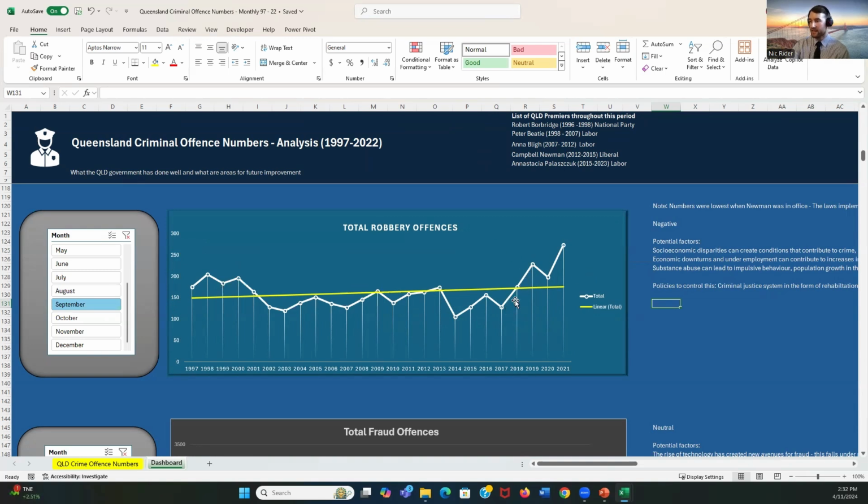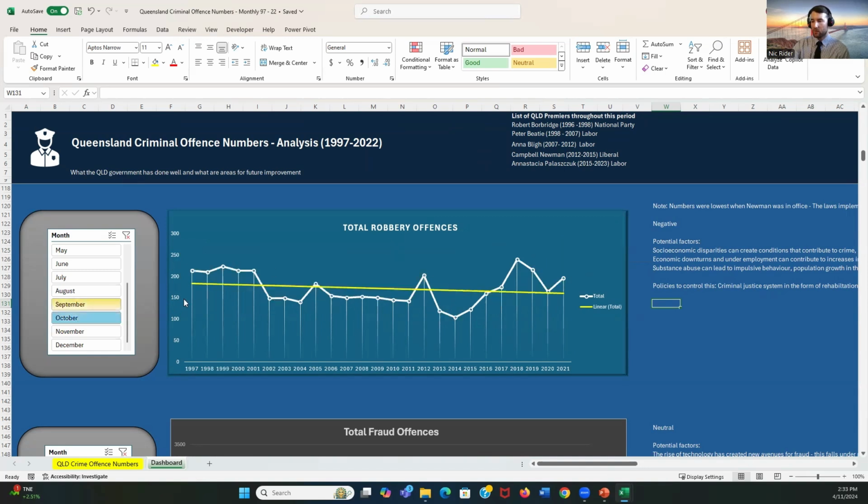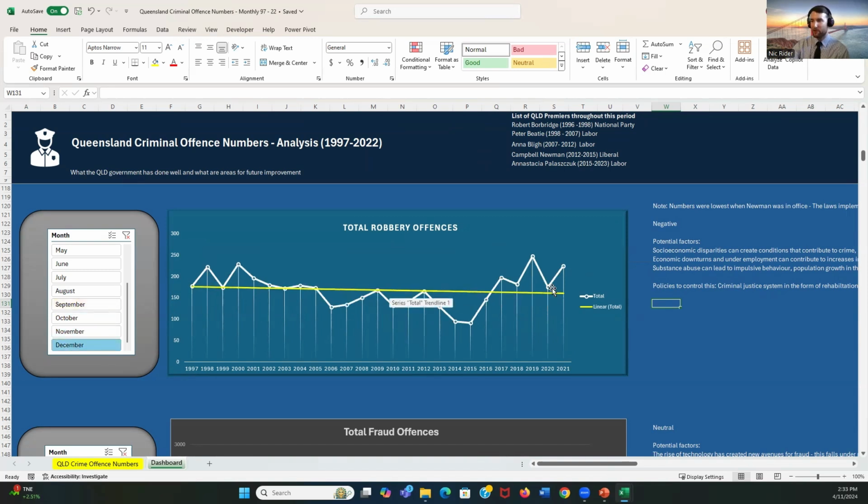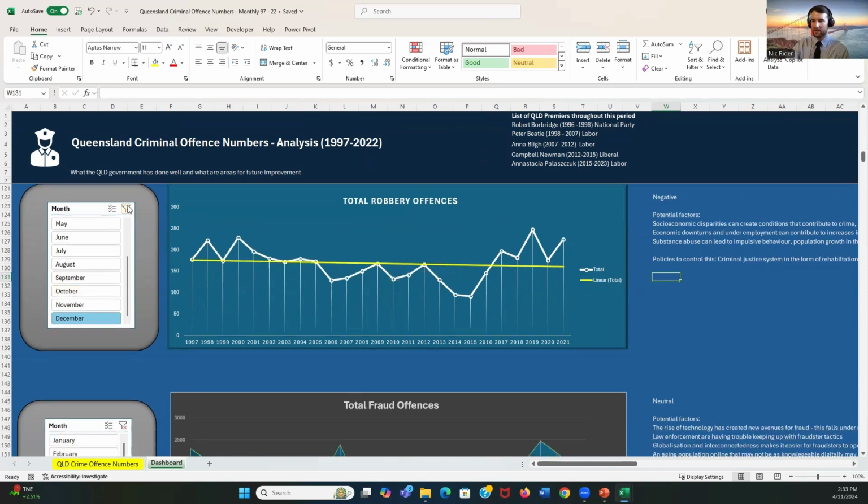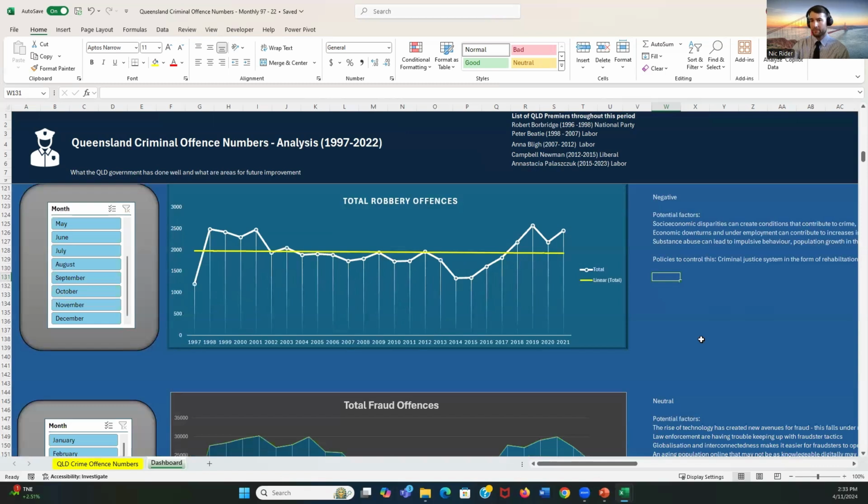It's also really increased here from 17 onwards. And then we're having a look here, October stagnant, so September, November, December. September and December have been pretty stagnant there, not a lot of improvement. So you're probably looking at September there for the most total robbery offences in Queensland.